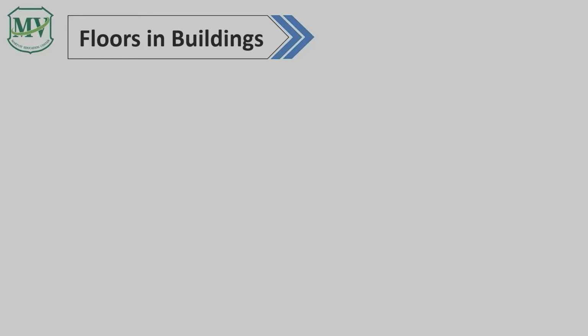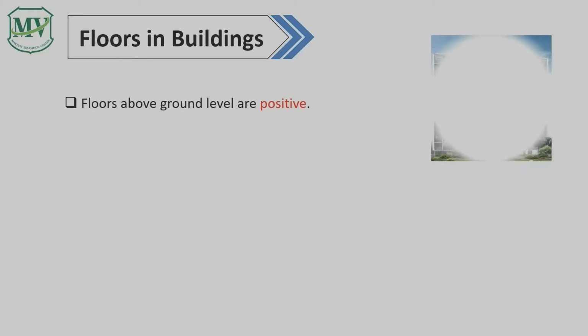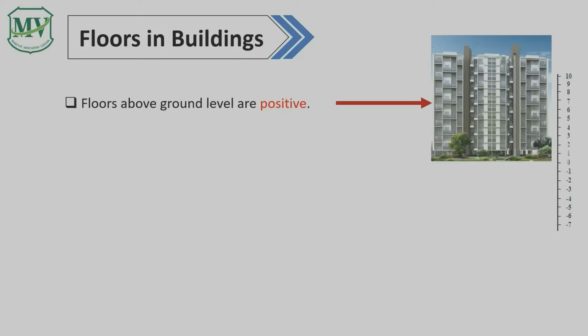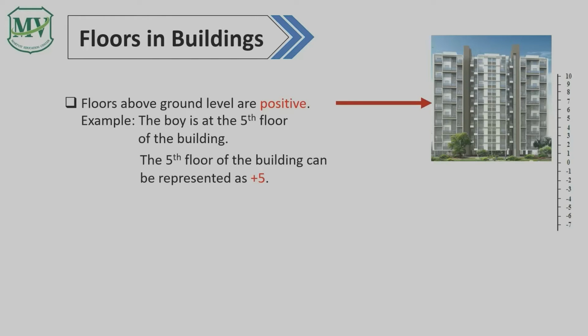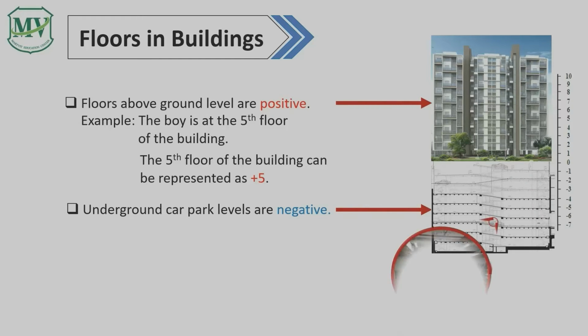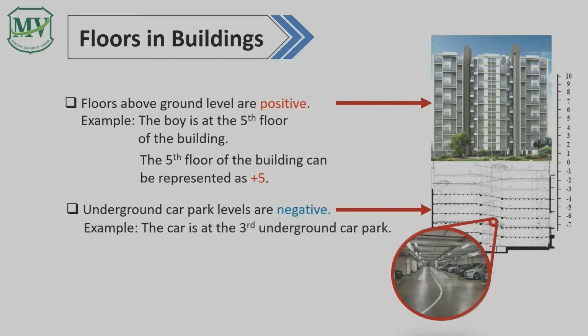Floors in buildings. Floors above ground level could represent positive numbers. Example: the boy is at the 5th floor of the building. The 5th floor of the building can be represented as positive 5. Underground car park levels could represent negative numbers. Example: the car is at the 3rd underground car park. The 3rd underground car park can be represented as negative 3.